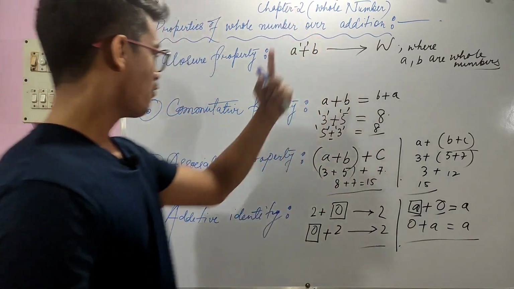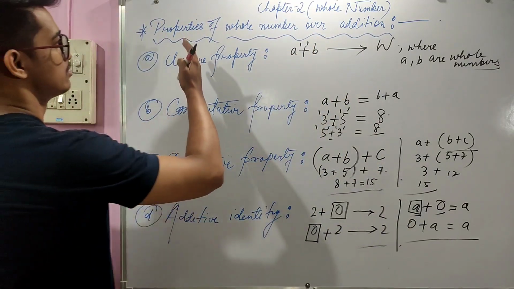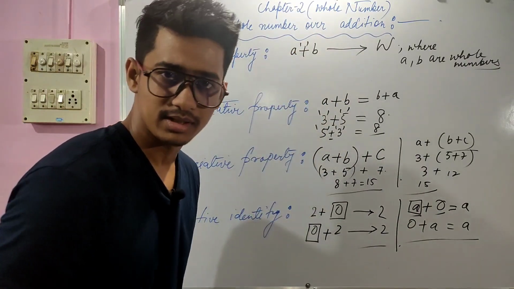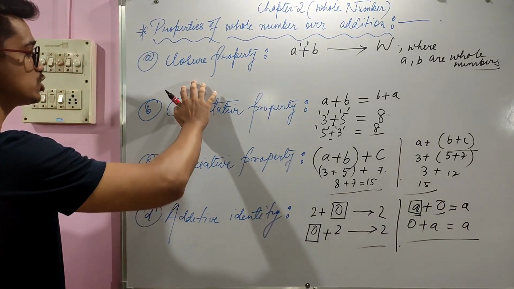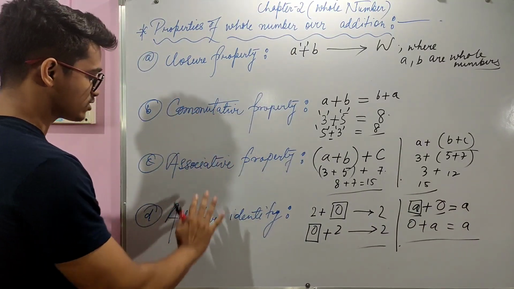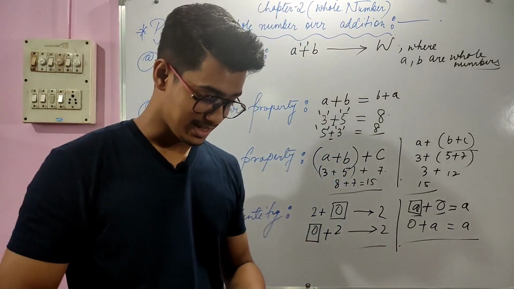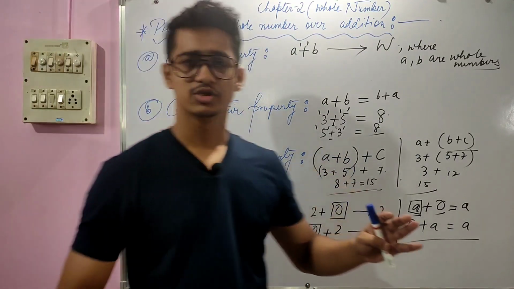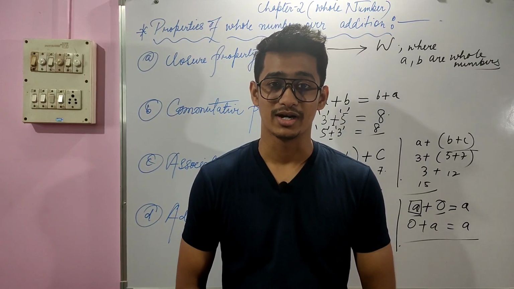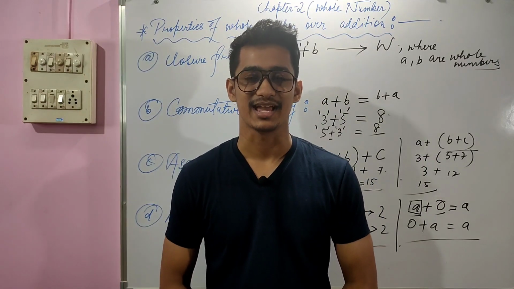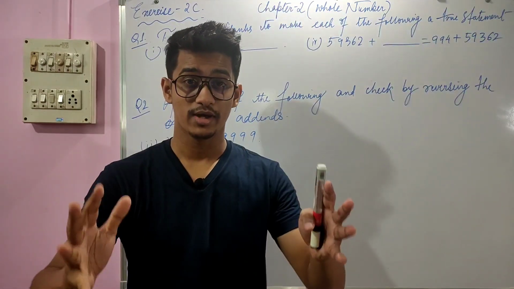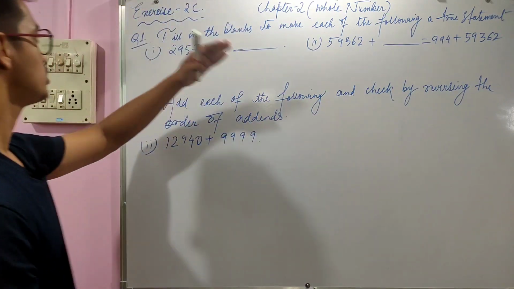So these are the 4 topics of basically the properties of whole numbers over addition. First one is closure, then commutative, then associative, and then additive identity. So now I think these concepts are clear. So clearly we can jump to our main section, that is exercise 2C. So now here is exercise 2C. Let's just jump into question number 1.